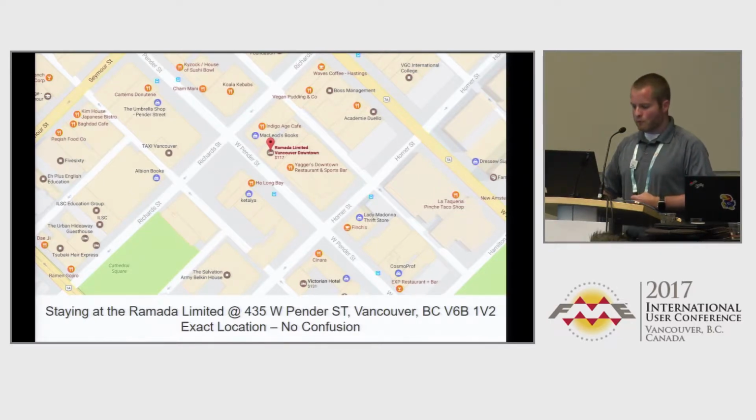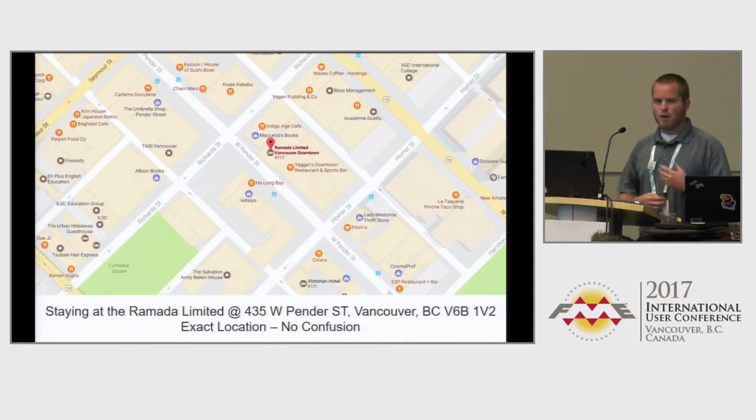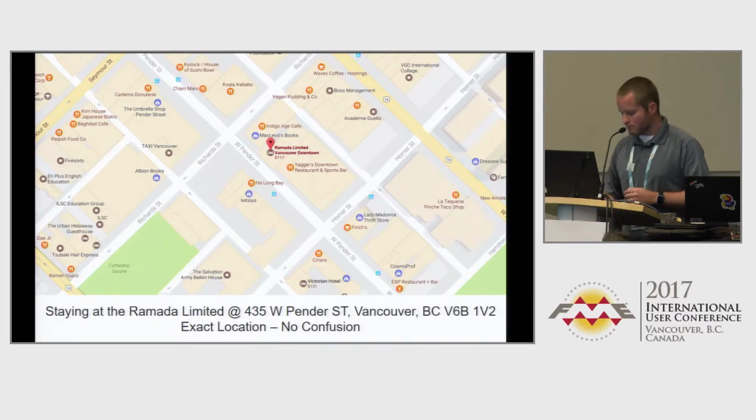So at 435 West Pender Street, you now have that second piece of the equation. Data plus that location, you now have the knowledge that you need to actually achieve what you're trying to do, and you can find your colleague or friend.